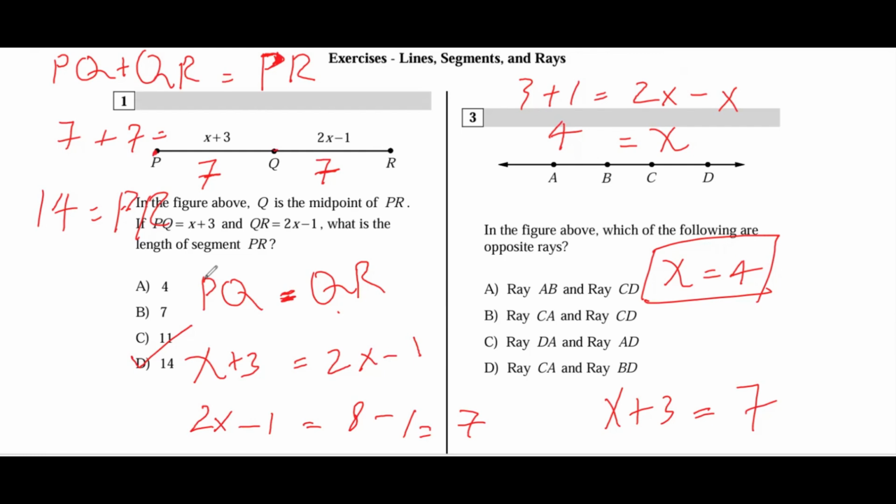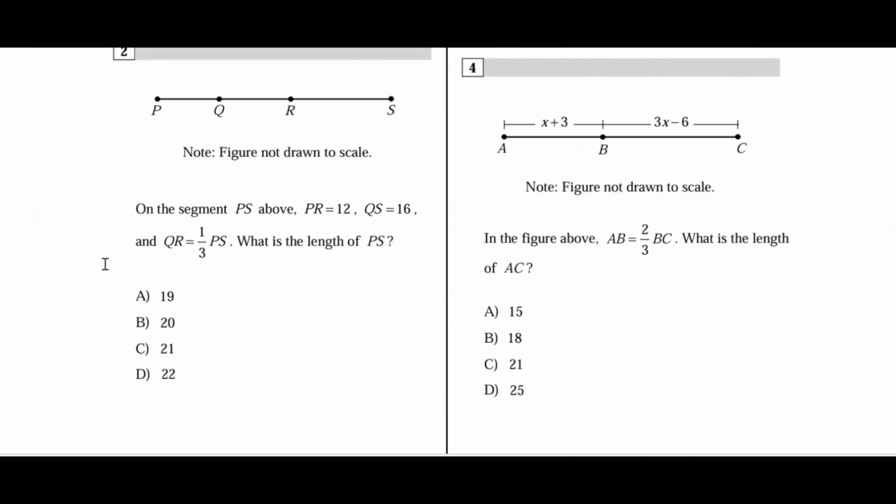Now the next question, question number 2. So this is the question. Can you solve that question, Nesma? Yeah, sure. Try to solve it because it is very easy. There's a formula required for it here. Yes, we apply the formula of the segment addition postulate.